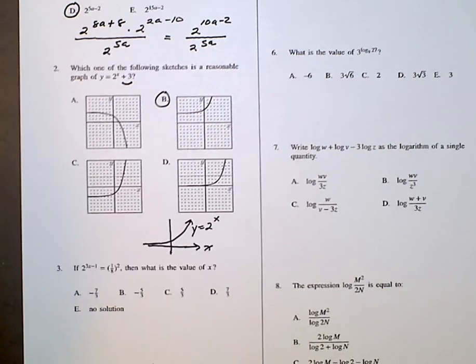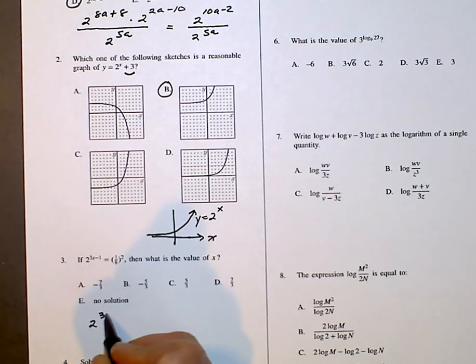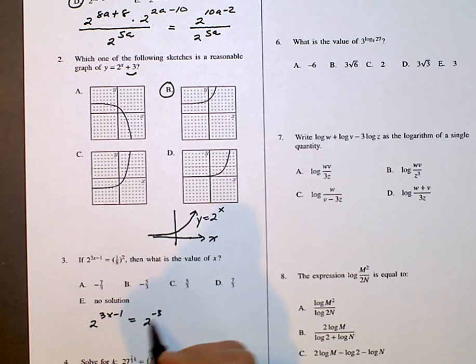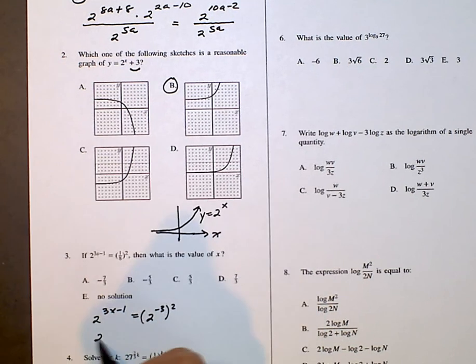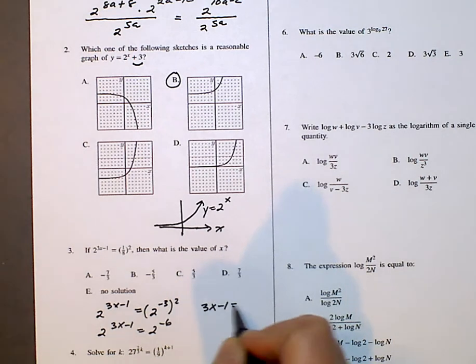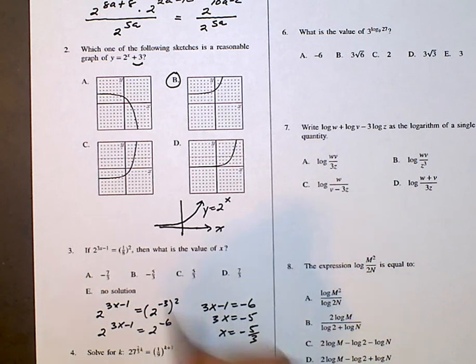Okay, number 3, I've got 2 equations. I'm going to write both sides, and one's already in base 2. The 1/8 is 2 to the negative 3, and that's being raised to the second power. So I get 2 to the 3x minus 1 equals 2 to the negative 6. And so now I can equate the exponents. So 3x minus 1 is negative 6. 3x is negative 5, so x is negative 5/3. So that's choice B.